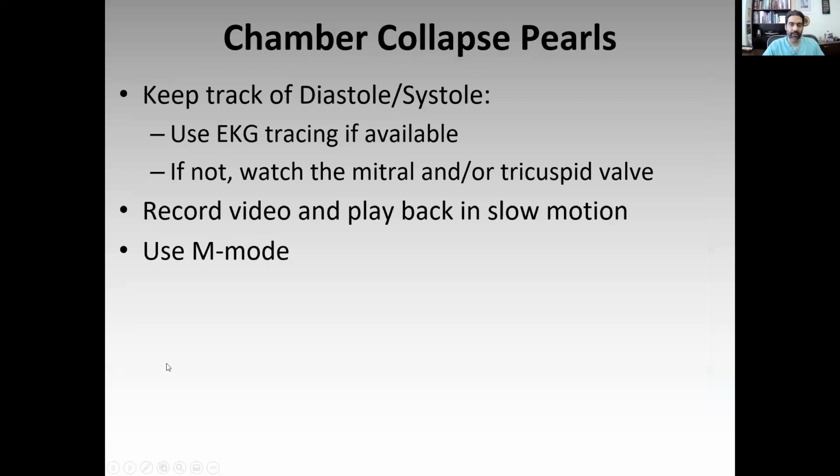So just to review, the utility of picking up chamber collapse is dependent entirely on your ability to differentiate between diastole and systole. Like I said, if you have an EKG tracing, you can use it. If not, keep your eye on the mitral and tricuspid valves. In the parasternal long axis view, look at the mitral valve opening and closing. You can also use the tricuspid valve in your apical four-chamber view.